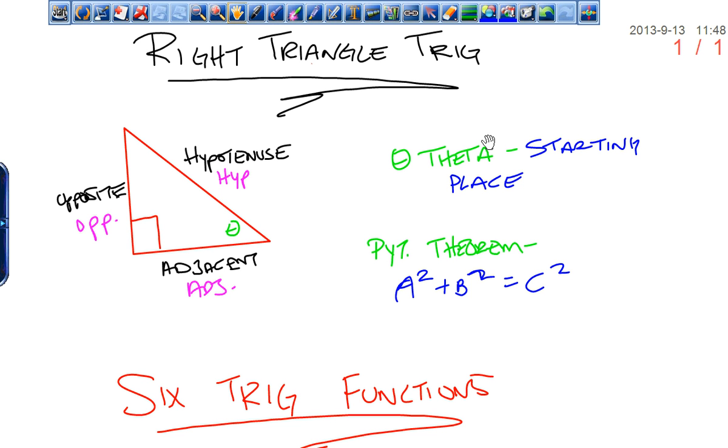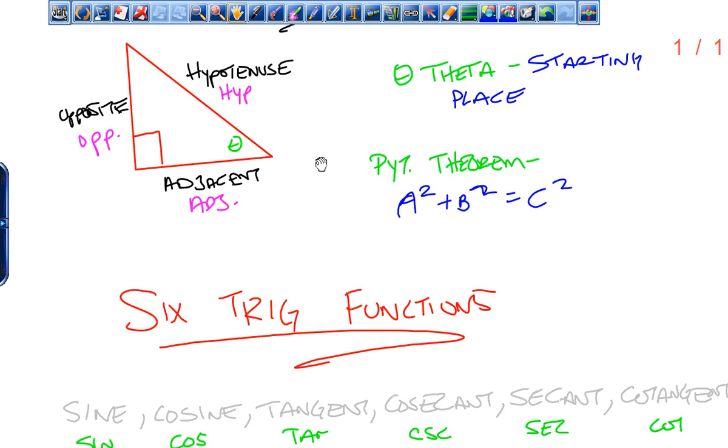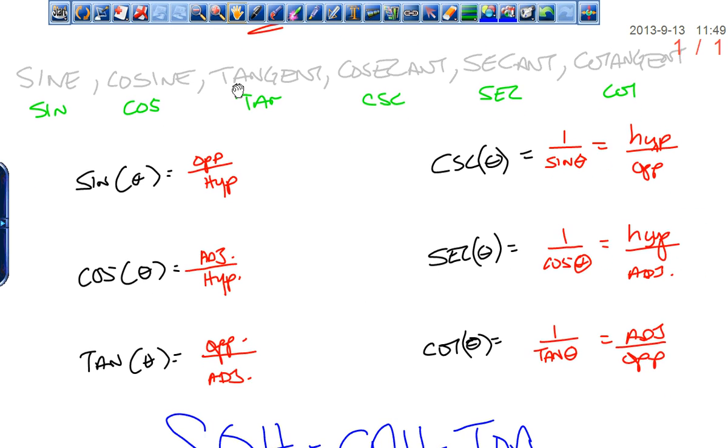Anyway, theta is how we're going to start all this. It may not be theta, it may be an actual angle. It could be a side, but when we're talking about the relationship between the sides, we're always talking about it in relation to theta. Another thing we're going to use today is Pythagorean theorem, a squared plus b squared equals c squared. Questions about any of this so far?